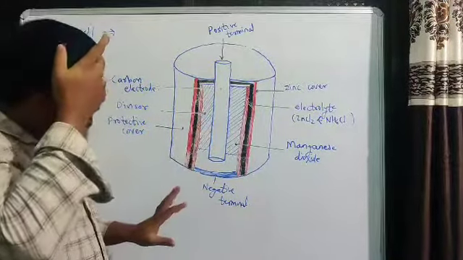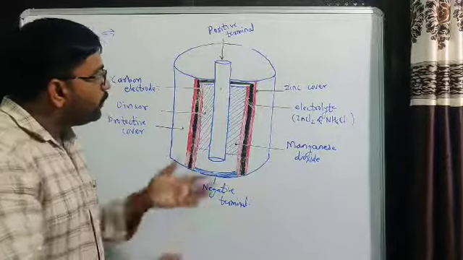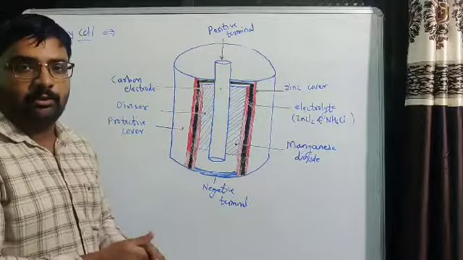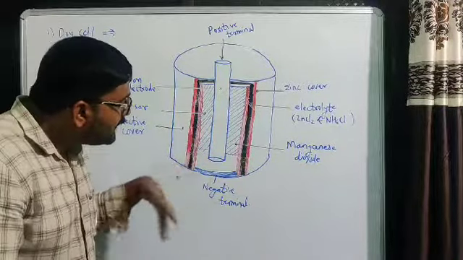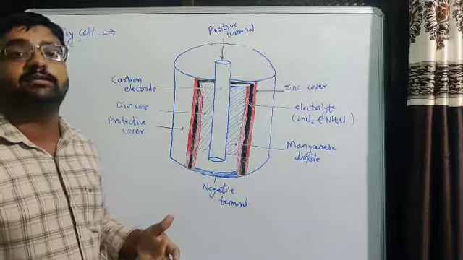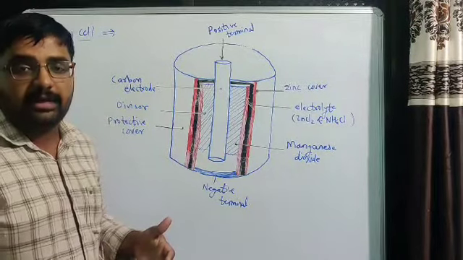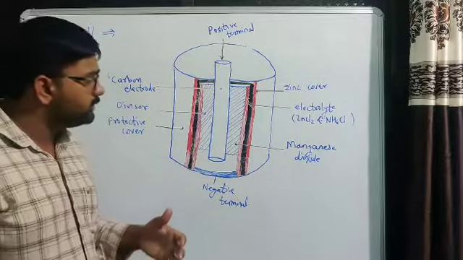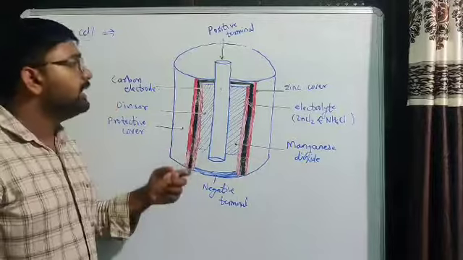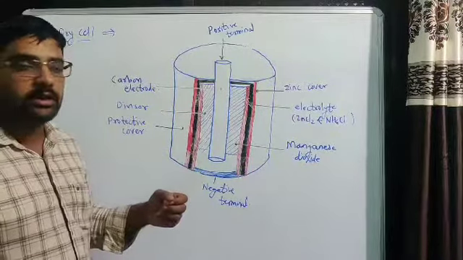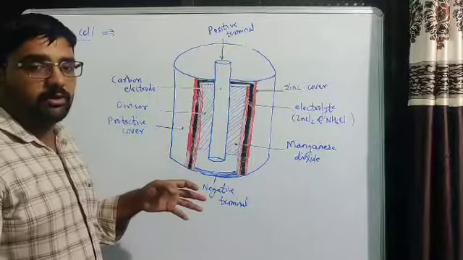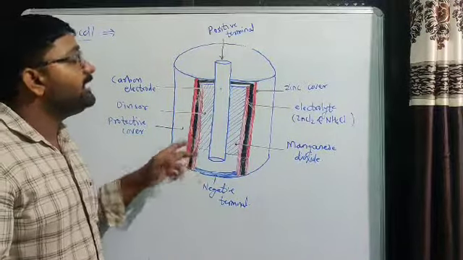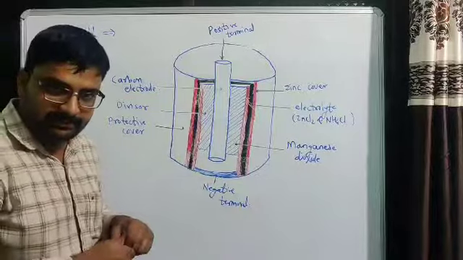Then, wet pulp is used here. Due to the use of wet pulp, this chemical reaction takes place very slowly. Also, its importance is that we can connect it in any direction. It is easily used in mobile devices.